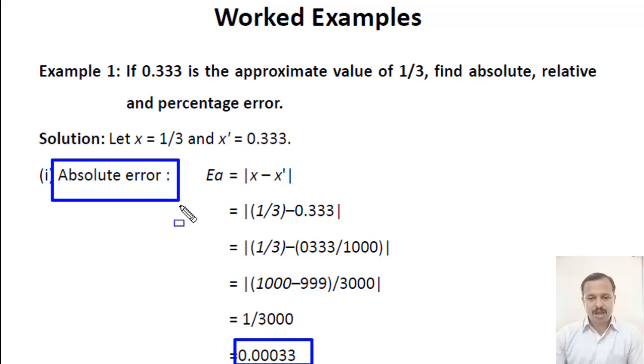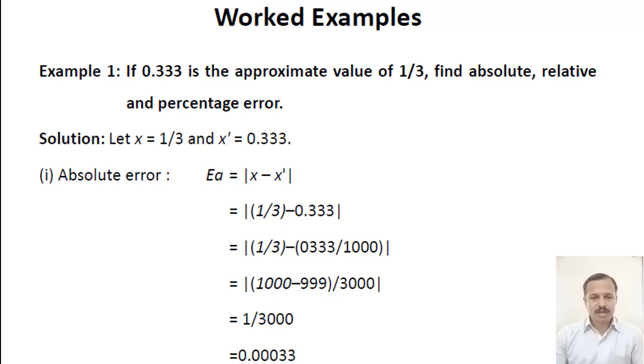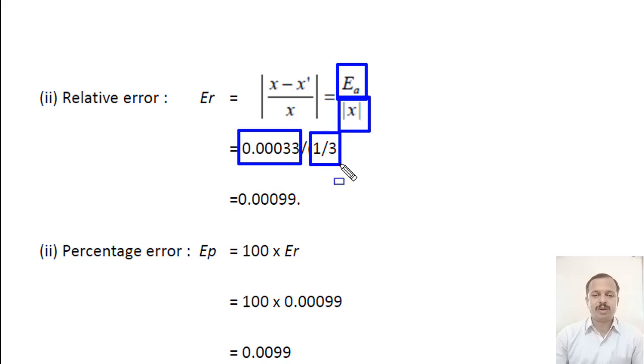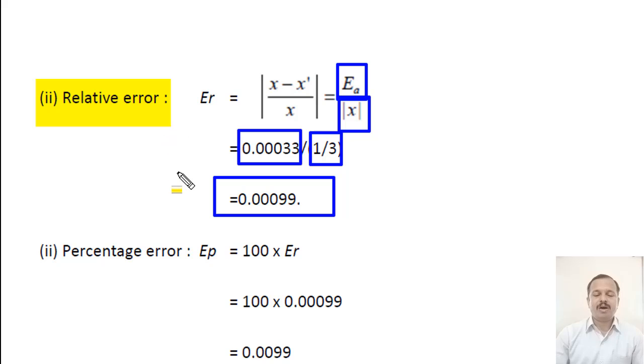And now let us see how to get the relative error. The definition we have already seen: relative error is absolute error divided by the absolute value of x. Absolute error we got in the previous step as 0.00033, and the value x is given as positive, so its absolute value is again 1 by 3. If we simplify this, the answer is going to be 0.00099. So this is how we have computed the relative error of a given number.